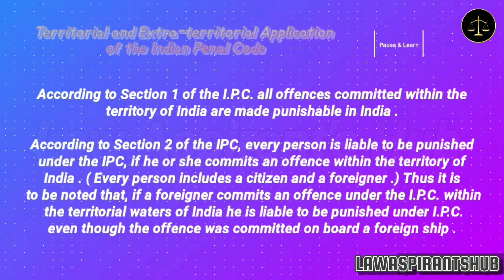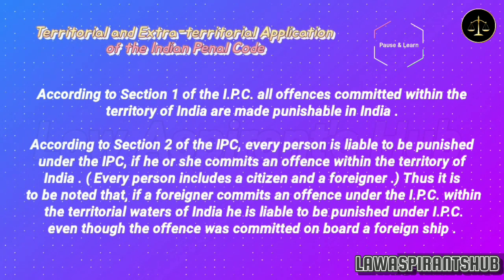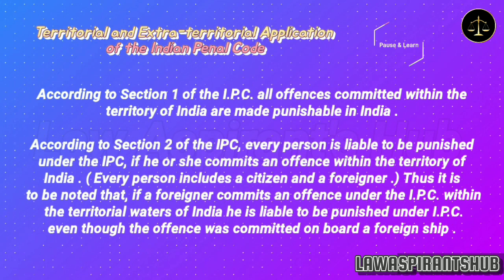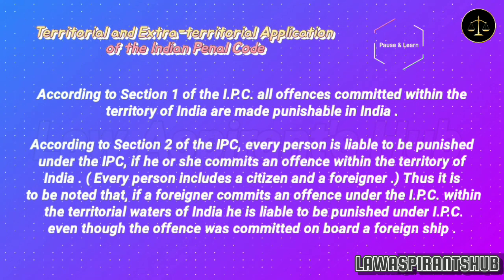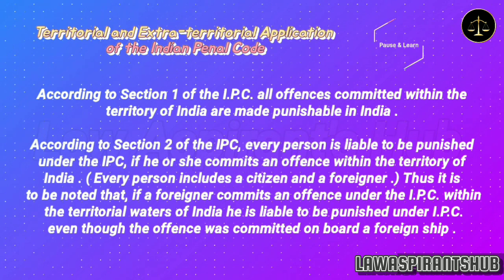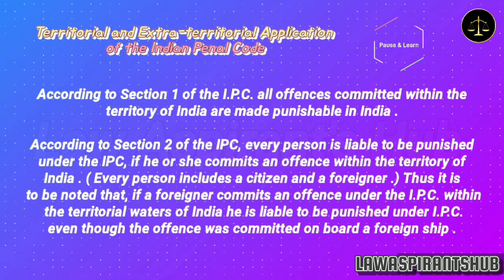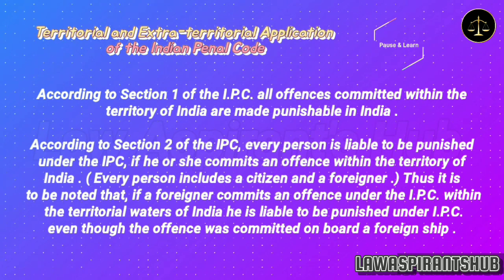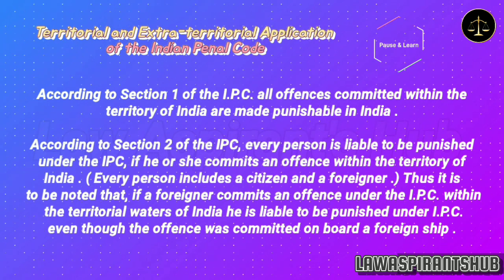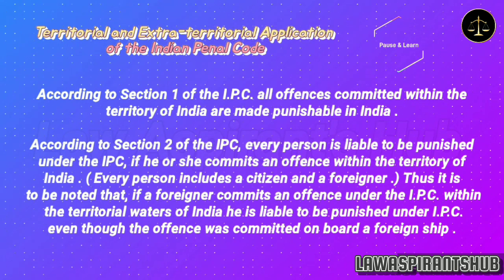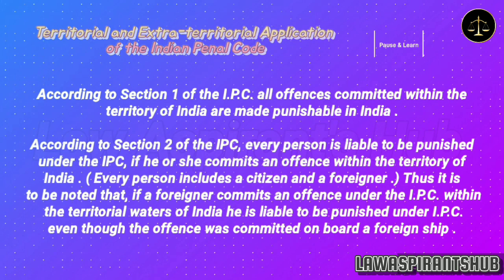According to Section 1 of the IPC, all offences committed within the territory of India are made punishable in India. According to Section 2 of the IPC, every person is liable to be punished under the IPC, if he or she commits an offence within the territory of India. Every person includes a citizen and a foreigner. Thus it is to be noted that, if a foreigner commits an offence under the IPC within the territorial waters of India, he is liable to be punished under IPC even though the offence was committed on board a foreign ship.